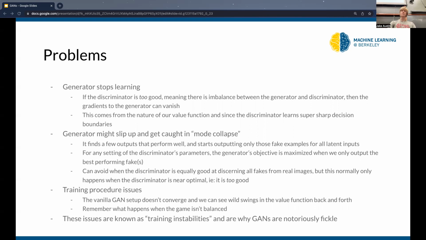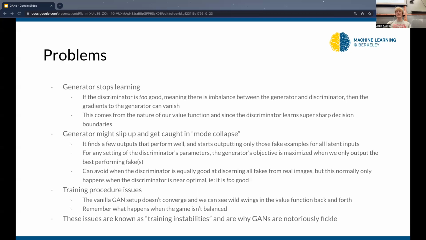The generator can also slip up and get caught in mode collapse. If it finds a set of maybe like 10 outputs that do pretty well, and the discriminator is pretty convinced that they're real, the generator might be incentivized to just start outputting those fake examples a lot. But by the time the discriminator catches on, the generator might be sort of stuck in its ways and just perpetually outputting those 10 images, mapping every single source of random noise to the same 10 images. This is called mode collapse. For any setting of the discriminator's parameters, the generator will always have its value in the GAN game, or its advantage, maximized when you output only the one best performing fake.